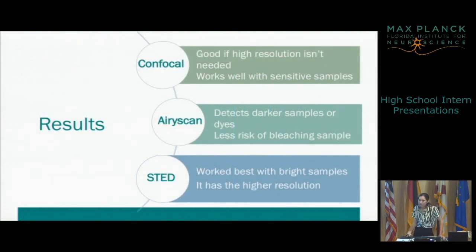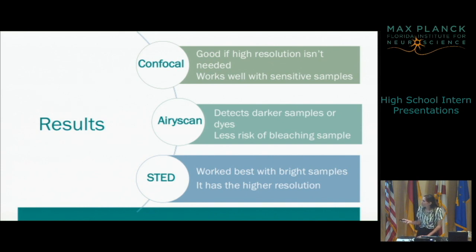From what we've gathered so far, I was able to determine that the confocal was good if high resolution wasn't required. So if we had structures that were greater than 200 nanometers in size, then this was perfect. It would work well with your sample, getting you the detail and the information that you needed. It also worked well with samples that might be more sensitive, and you can image them multiple times without having to worry about photobleaching.